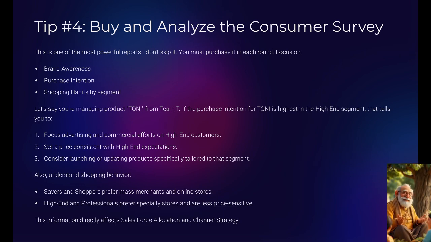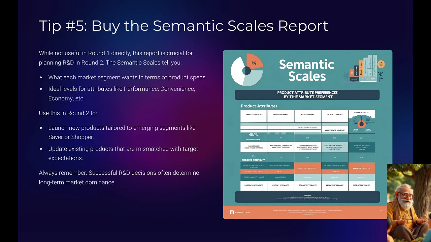Tip number 5, buy the semantic scales report. While not useful in round 1 directly, this report is crucial for planning R&D. In round 2, the semantic scales tell you what each market segment wants in terms of product specs. Ideal levels for attributes like performance, convenience, economy, etc. Use this in round 2 to launch new products tailored to emerging segments like saver or shopper. Update existing products that are mismatched with target expectations. Always remember, successful R&D decisions often determine long-term market dominance.